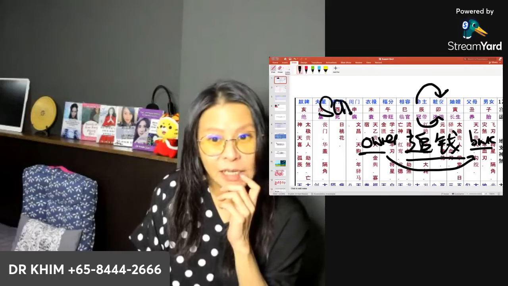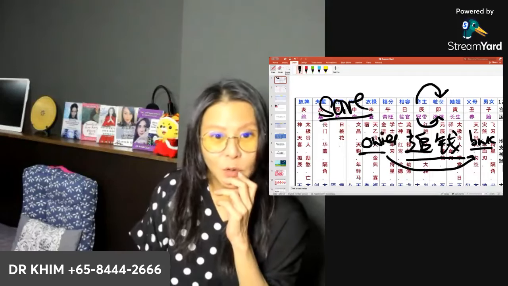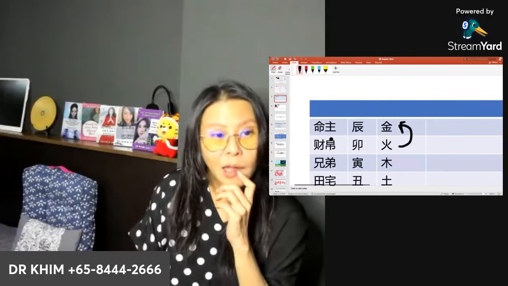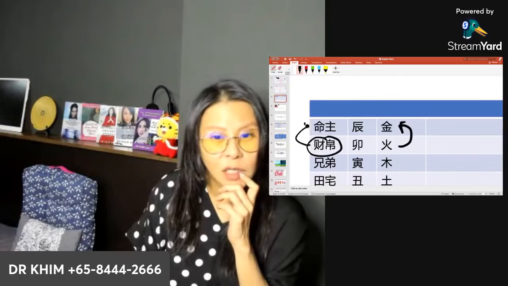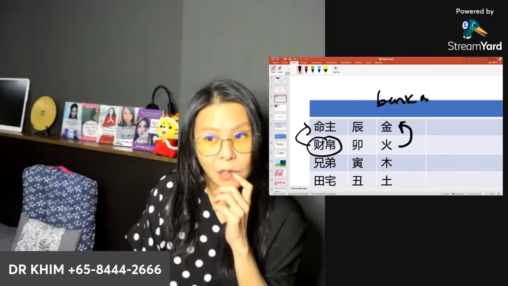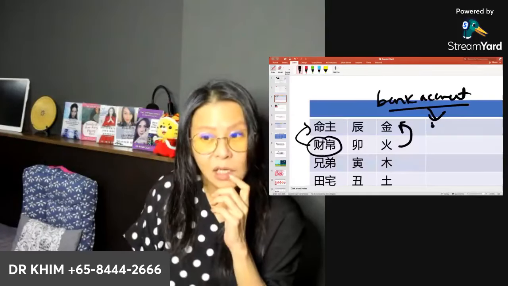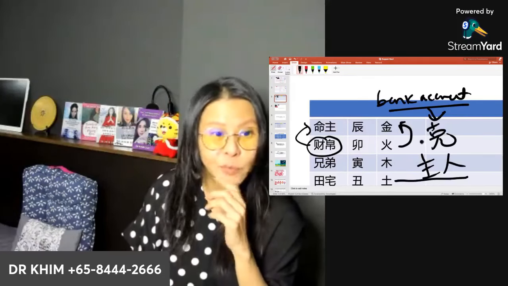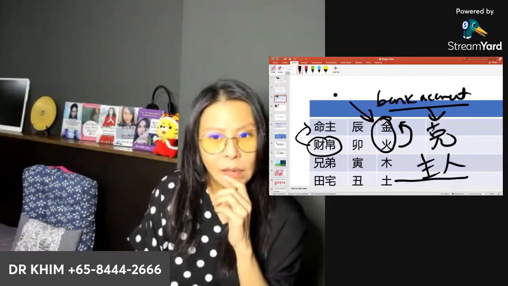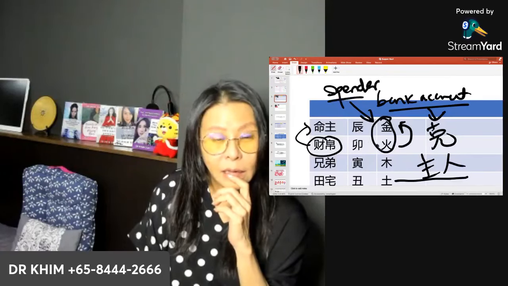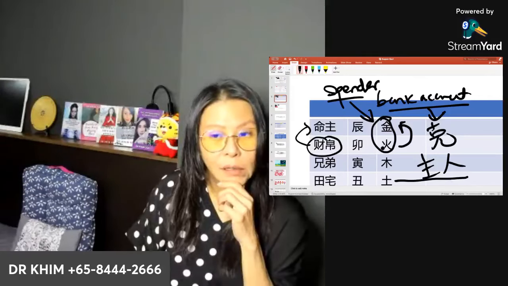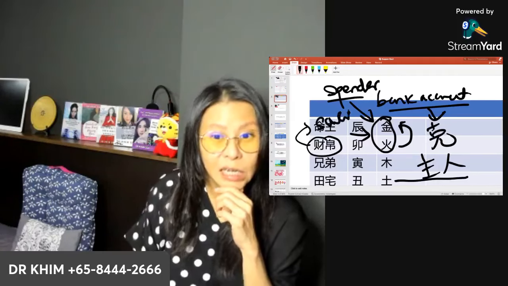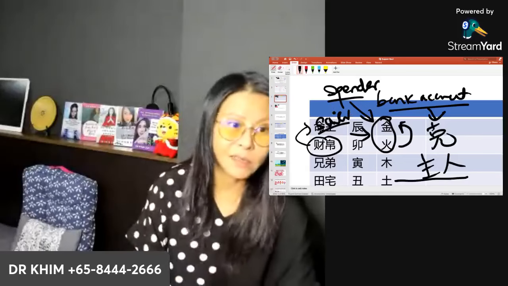So the one that saves money, you know, is which one? Not metal grows water, but it's actually this one. Fire counter metal. You'll be shocked. The bank account counters the birth owner. Most people will read this one as the spender. Actually not true. This one is actually the saver. The counter is actually the saver. The grow is actually the spender.